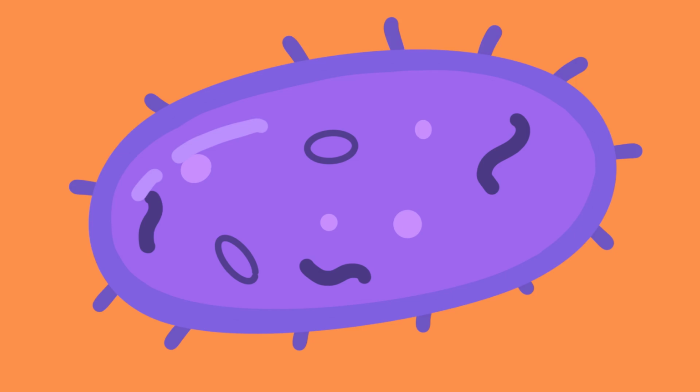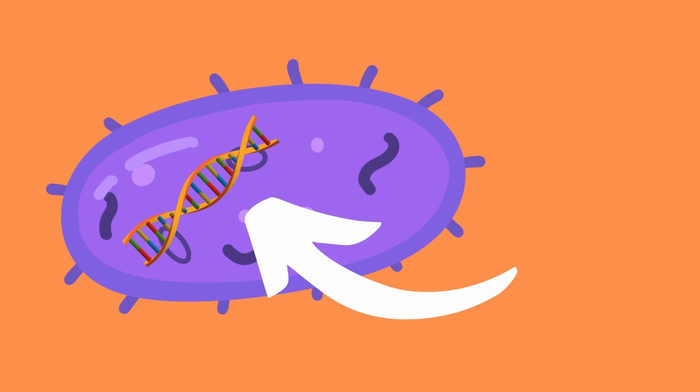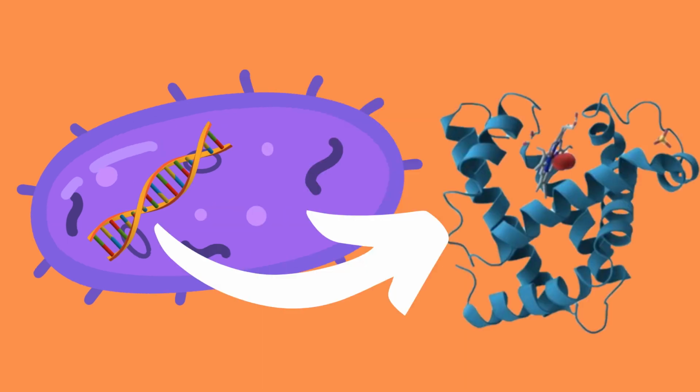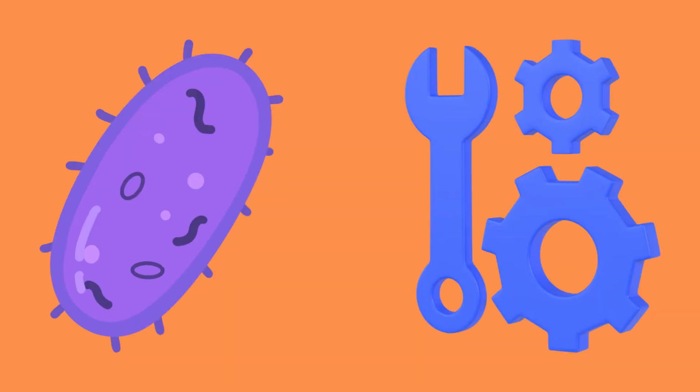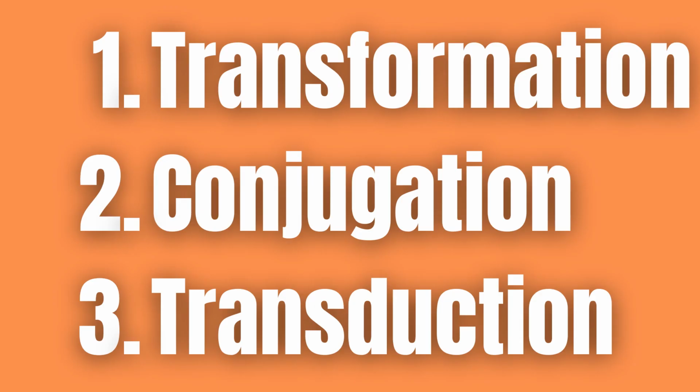Bacterial recombination is characterized by DNA transfer from one donor organism to a recipient organism, which allows the bacteria to express new proteins. This may give the bacteria additional functionality, such as antibiotic resistance, which in turn can be of selective advantage. The three main ways of bacterial recombination include transformation, conjugation, and transduction.